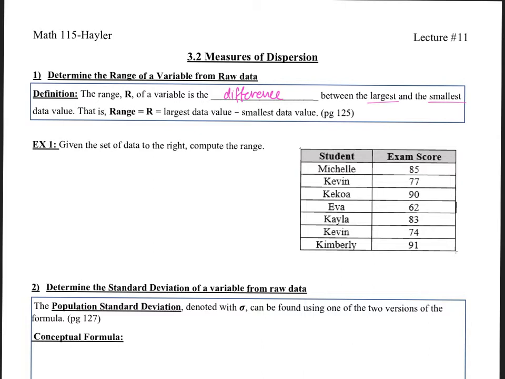So what I'm going to do is I know that the range is largest minus smallest, so let's find the largest data value. The largest one I see is a 91, so we'll put that in there. And the smallest data value I see is a 62. So then let's go ahead and compute that. 91 minus 62 is 29. So the range is 29. Or you could leave it as R equals 29.